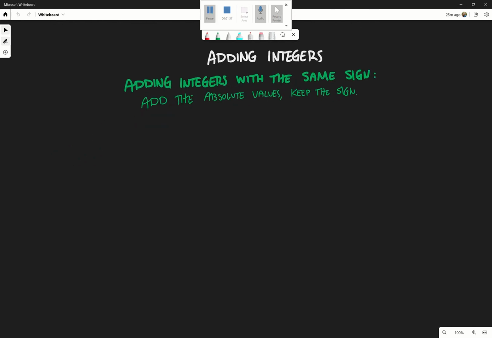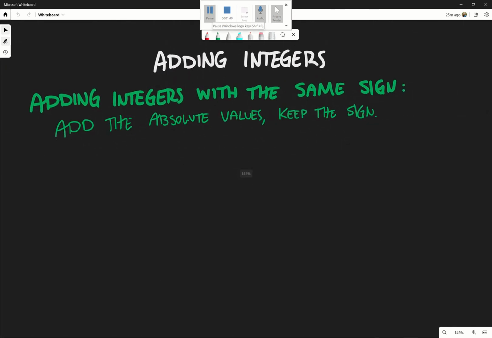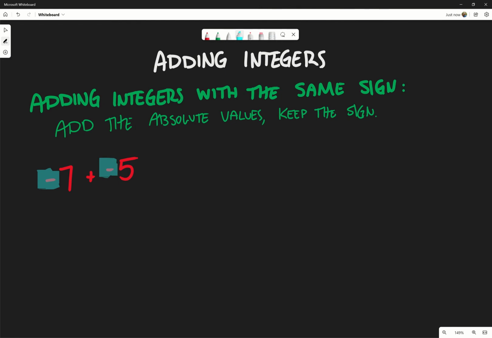We're going to add the absolute values and keep the sign. So if we wanted to do an example of that, that would be something like -7 plus -5. All right, so we can first look and say these two numbers have the same sign. They both have a negative, right? So since they have the same sign, we're going to just add up the absolute values and then keep that sign. So since they're both negative, we know our answer will be negative. When we're adding, if they're both negative, our answer is negative. And then we add our absolute values.